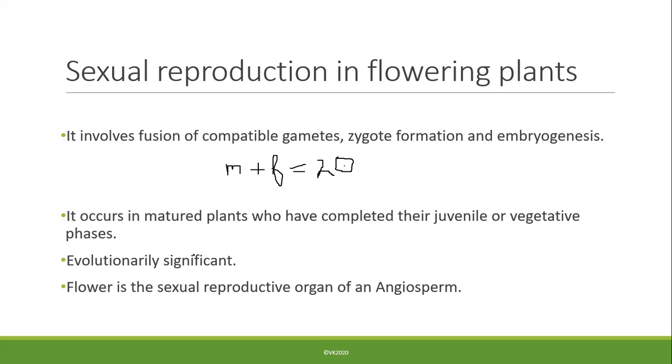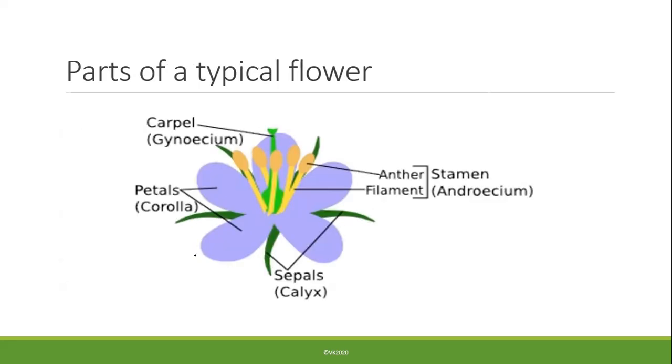Now in angiosperms you have flowers which form the sexual reproductive part of it. These are the parts of a typical flower. Your petals are known as corolla. The parts below, each of these is known as a whorl. So the lowermost whorl forms the sepals, which are known as your calyx. They are green in color and they perform photosynthesis when the flower is in the bud condition.